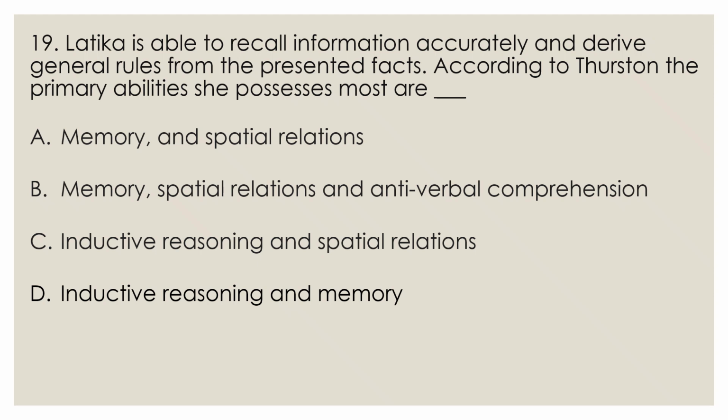Question number 19. Latika is able to recall the information accurately and derive general rules from the presented facts. According to Thurstone, the primary abilities she possessed most are. Now, in this question, they have talked about two things. One is recalling the information. Recalling information means they are talking about memory. Memory is defined as retaining and recalling of information. The second thing that Latika is possessing is deriving the general rules from the presented facts, which indicates inductive reasoning. So the answer for question number 19 will be D, inductive reasoning and memory.